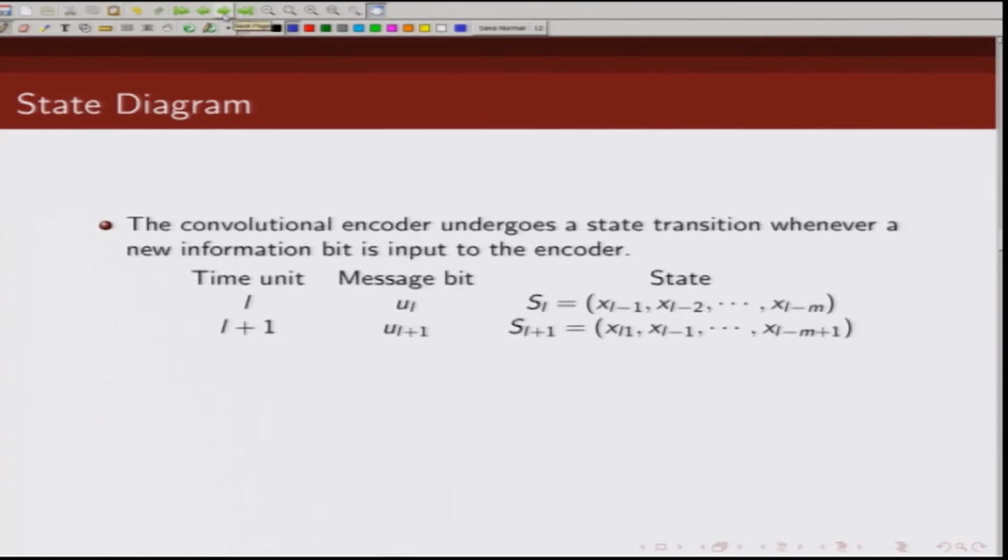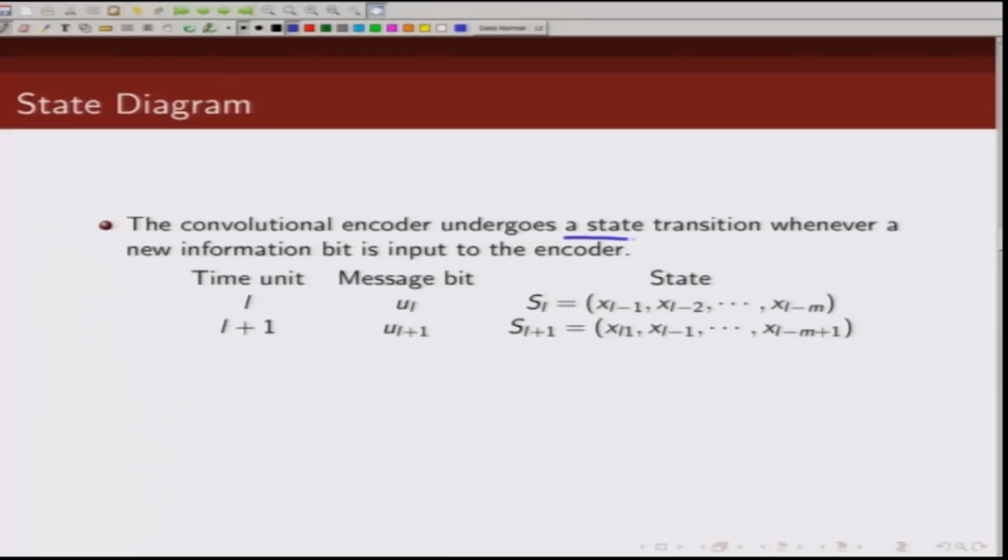And what happens when we receive a new bit? When we receive a new bit, the convolutional encoder is in a particular state, let us say at time t. When it receives a new bit, that new bit will take it to some other state, and some output will be emitted. So, we undergo what we call a state transition whenever a new information bit arrives. It will transform the encoder from a given state, let us call it S L, to another state S L plus 1, and this transition happens when you receive a new information message bit.